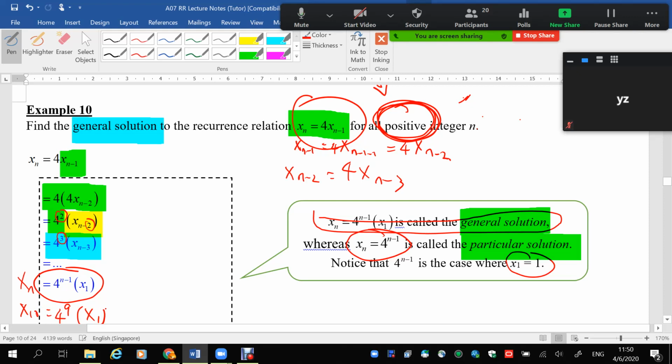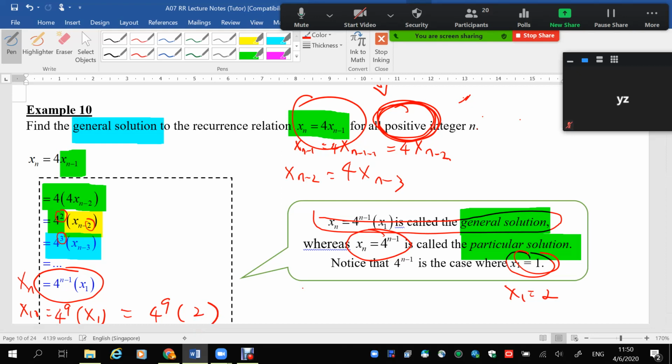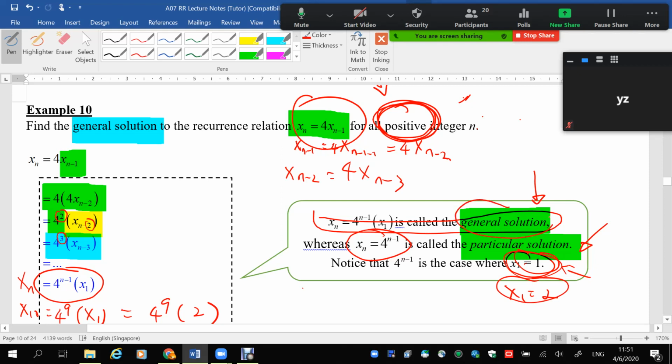So this is general. Then if I know a particular value, let's say if x1 is equal to 1, then x10 will be just 4 to the power 9. But if x1 is equal to 2, what is x10? x10 will be 4 to the power 9 multiplied by 2. So particular solution and general solution. Particular solution only works for certain instances if I know what is the first term. First term can vary. General solution is general enough for you to accept anything as your first term. So far so good.